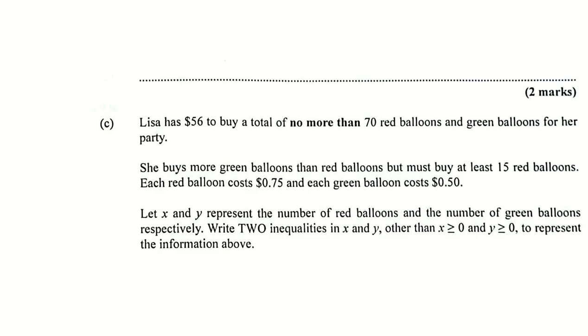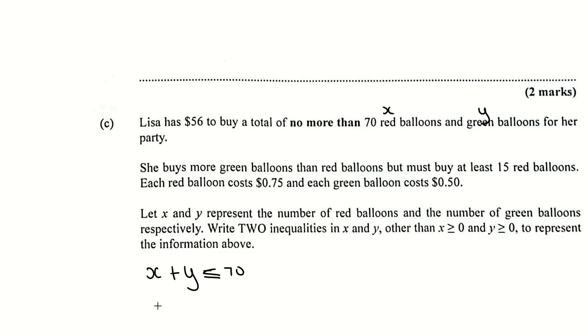Let x and y represent the number of red balloons and the number of green balloons. So red is x. Y is green. So first off, if I were to add x, which is now my number of red balloons, plus my number of green balloons, it should be no more than, meaning it is less than or equal to 70. It's the first inequality, right?